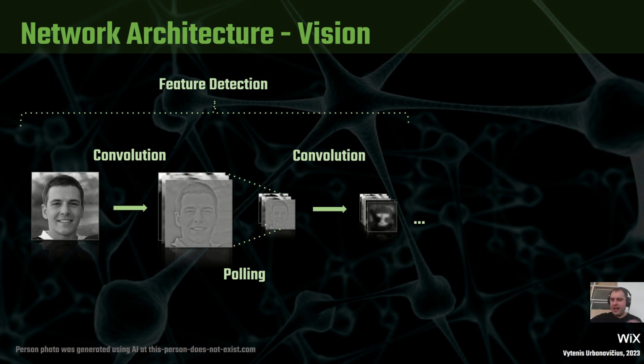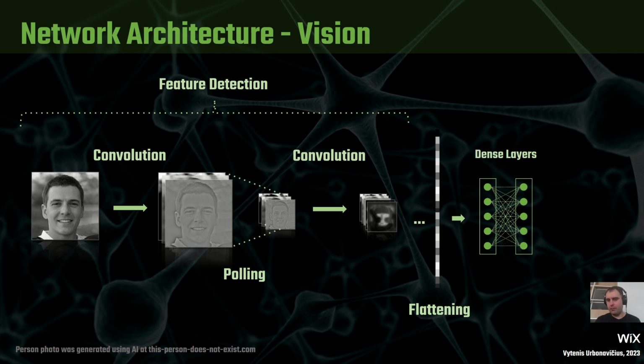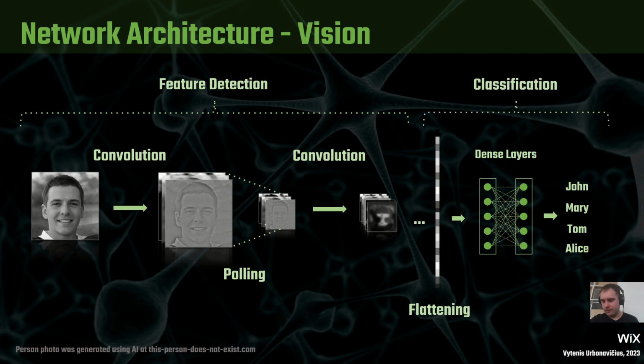And then we can just flatten that information, those pixels, into a single line, because that's how input for the neural network usually looks. And we could feed this list of numbers to a few dense layers to make the final decision, for example, to recognize a particular person shown in the picture. So this part is called classification.